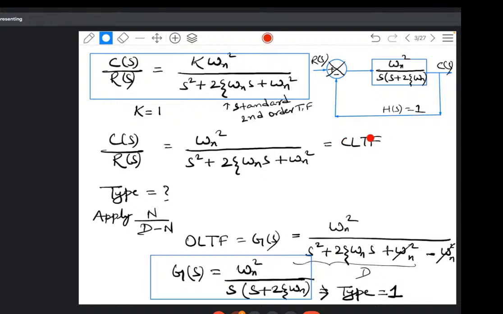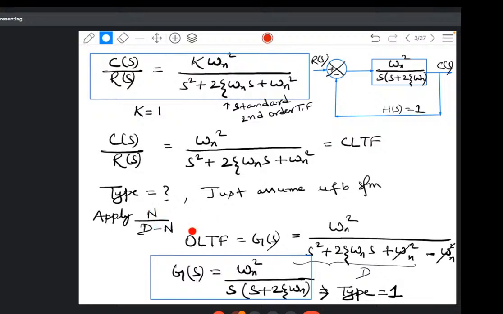do the transient analysis. Now, if I ask you what is the type of the system, you cannot comment on that because this is closed loop transfer function. So convert this into an open loop transfer function. Just assume unity feedback system and apply. So for determining the type, just assume unity feedback system and apply the concept numerator by denominator minus numerator.